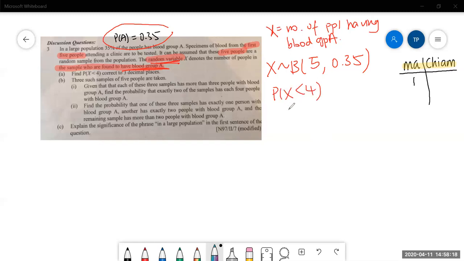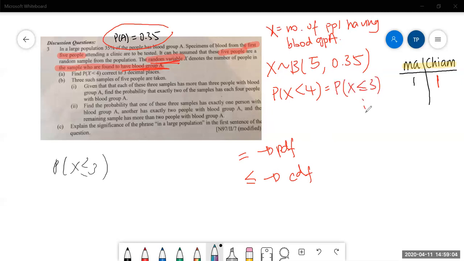Okay, can I straight away use binom PDF? No. Why cannot use binom PDF? Because we have to use binom CDF. Because it's an inequality, it's not an equal sign. For equal sign, yes, we use PDF. For lesser or equals, so Renee is right, we use CDF. Okay. So over here, we will have to change to lesser or equals to 3. Then from here on, use your GC. Very, very simple.